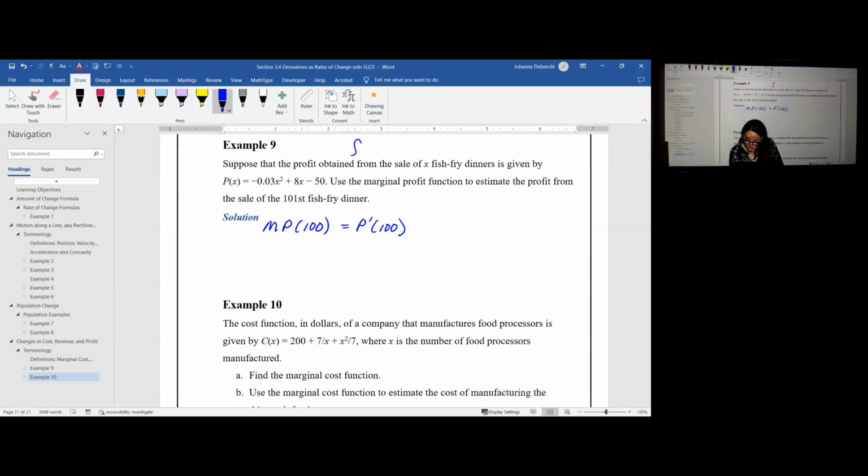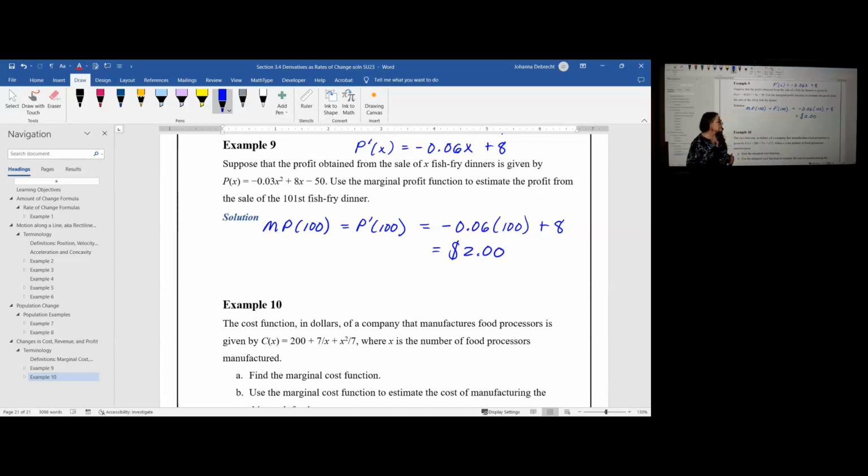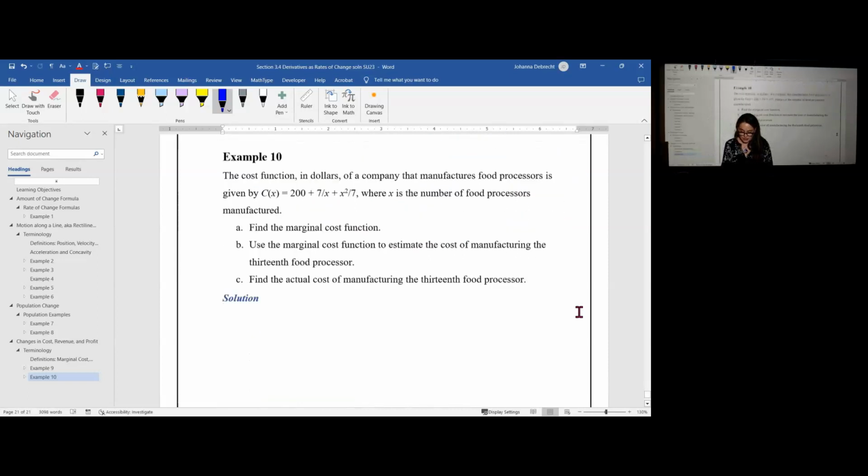We can find the derivative of the function P(x) by taking the derivative of this example that we have. This gives us negative 0.06x plus 8. When we substitute 100 into this equation, we end up with $2. The profit on the 101st fish fry dinner is $2. Let's now look at the last example in this video.